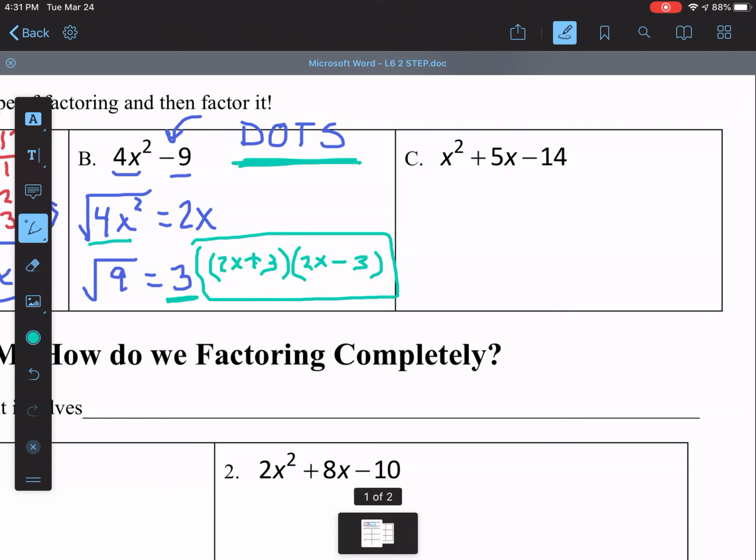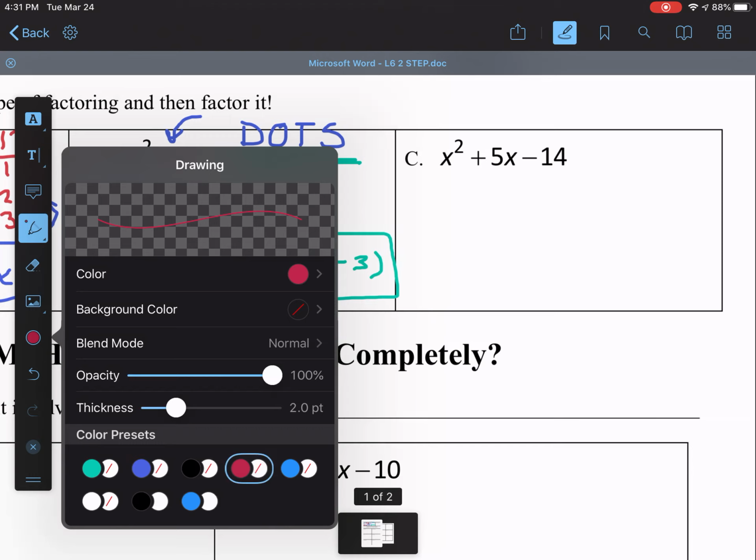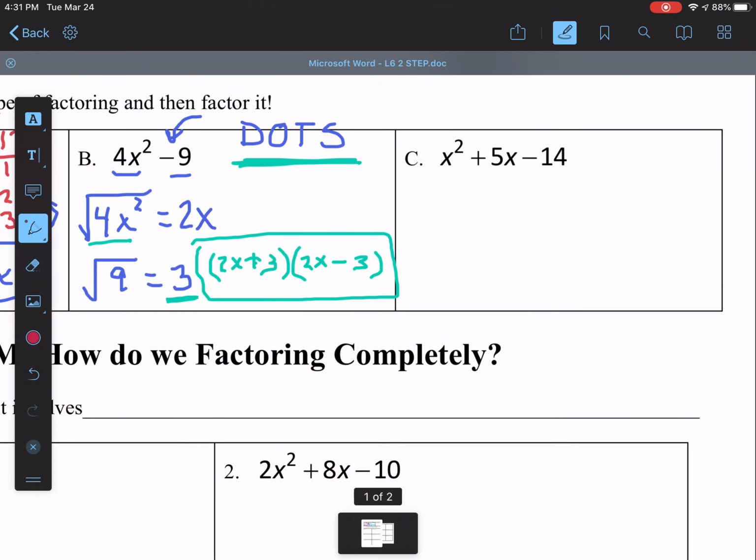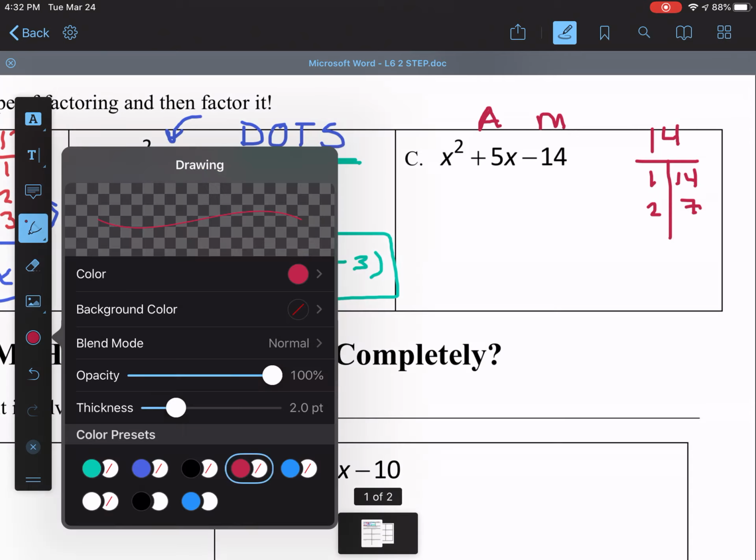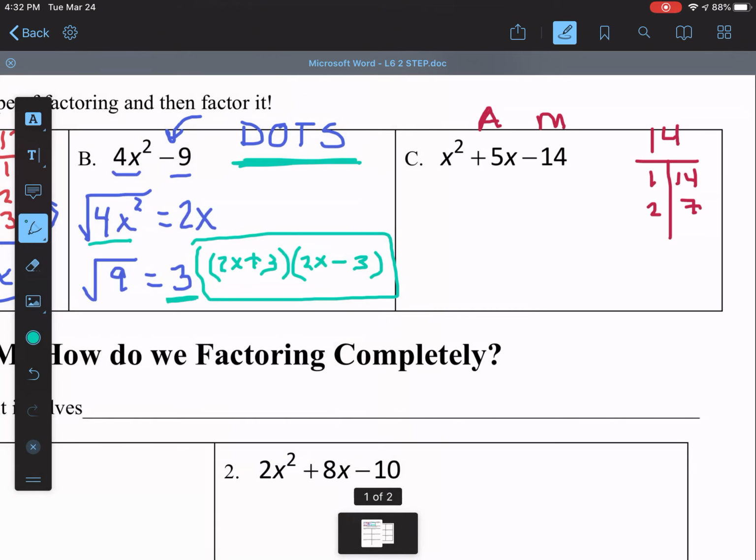So we're going to use the last type of factoring that we did, which is trinomial. The goal with trinomial factoring is to find 2 numbers that add to the middle term and multiply to the last term. We start off by listing our factors of 14: 1 and 14, and 2 and 7. Then we look to see which pair can give us the 5 in the middle. That's going to be the 2 and the 7.